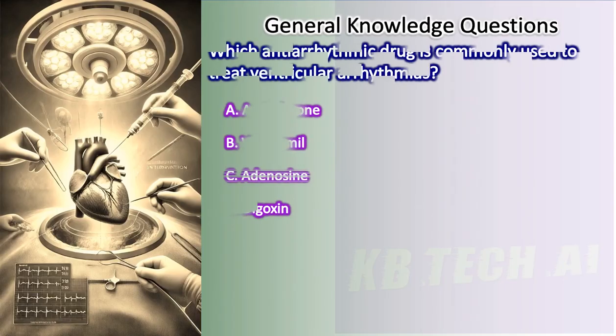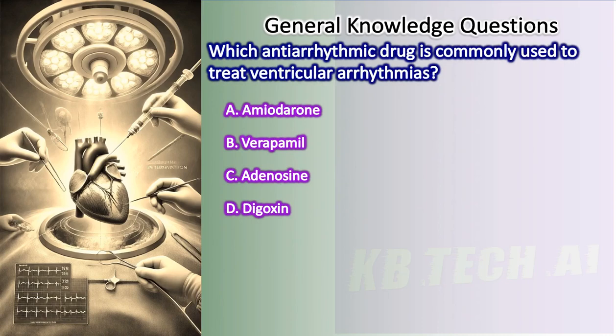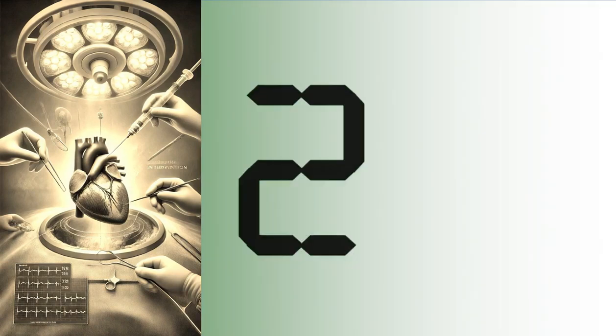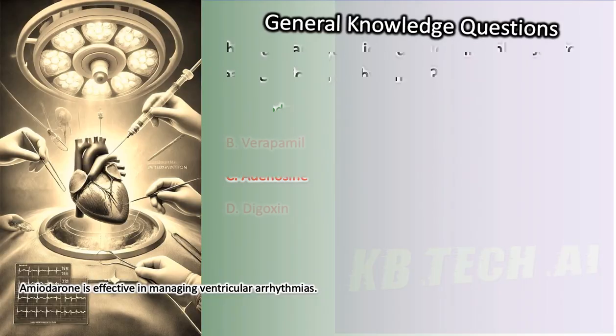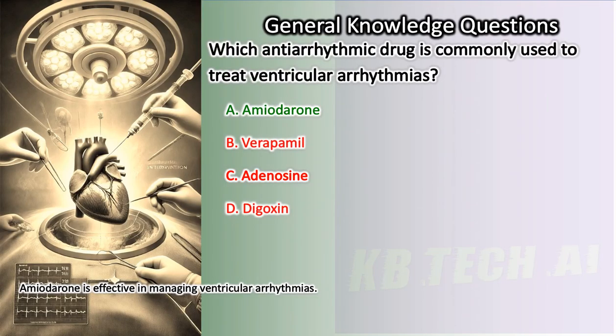Which antiarrhythmic drug is commonly used to treat ventricular arrhythmias? Option 1. Amiodarone. Option 2. Verapamil. Option 3. Adenosine. Option 4. Digoxin. The answer is option 1.